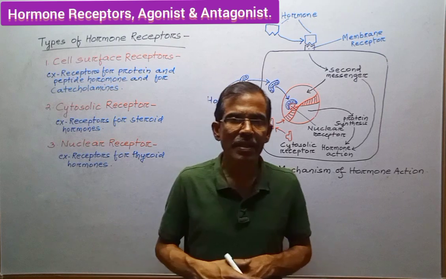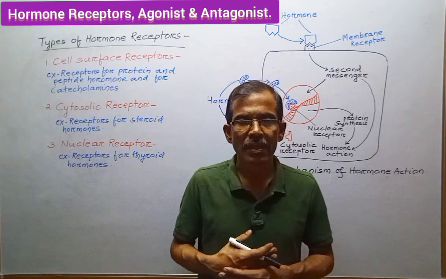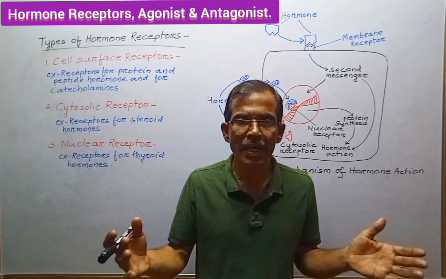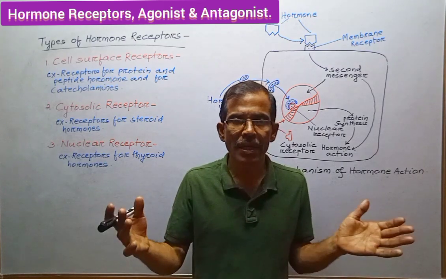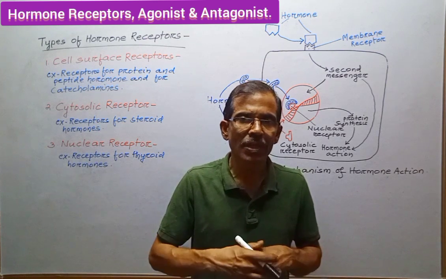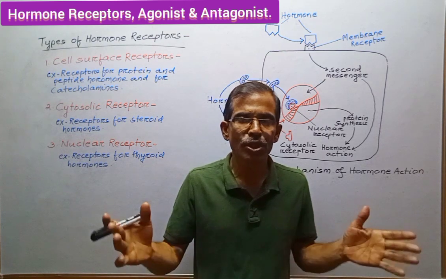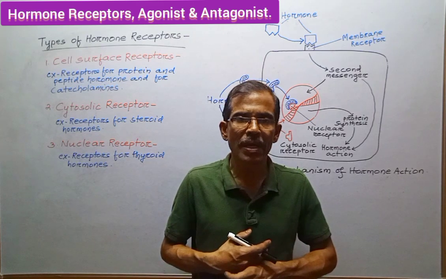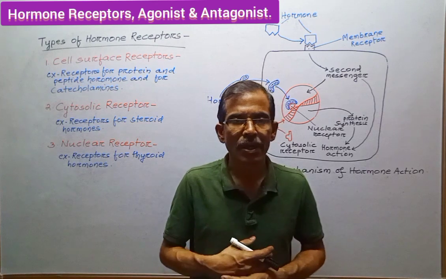On the other hand, steroid and thyroid hormones are lipophilic, so they can easily diffuse through the cell membrane and nuclear membrane, and their receptors are located inside the cell. So after diffusing into the cell, steroid and thyroid hormones bind with specific receptors to form hormone receptor complex, which then targets specific DNA sequence.